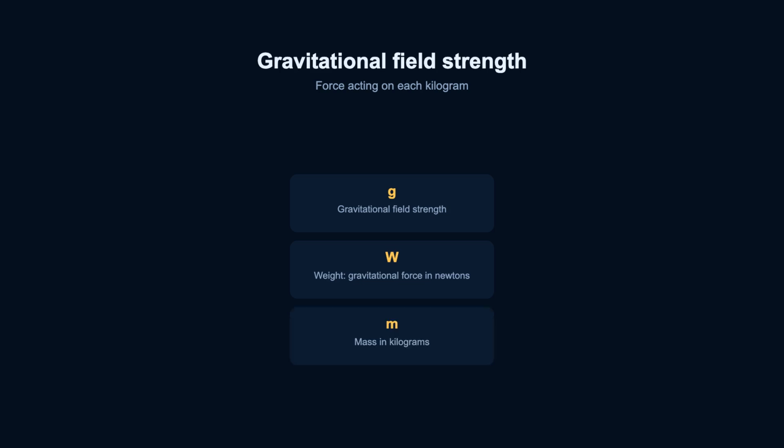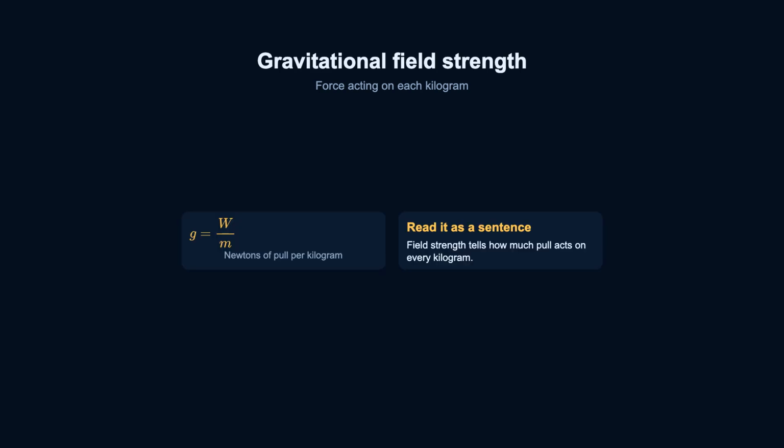Before using it, fix what each letter means. g is the gravitational field strength, measured in newtons per kilogram. W is the weight, the gravitational force in newtons. And m is the mass, in kilograms. Read the equation as a sentence. Field strength tells you how many newtons of pull act on every kilogram of matter at that location.